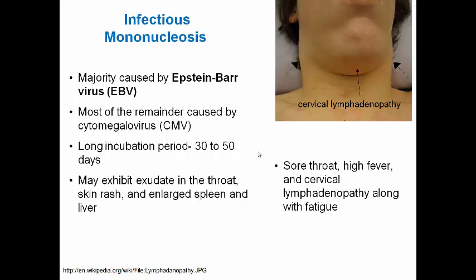Exudate in the throat, so it kind of looks a bit like strep throat at first. Skin rash, enlarged spleen, enlarged liver, high fever, and then you can get this cervical lymphadenopathy, which is shown in the picture, and lots of fatigue. It's extremely tiring and it lasts for weeks and weeks.